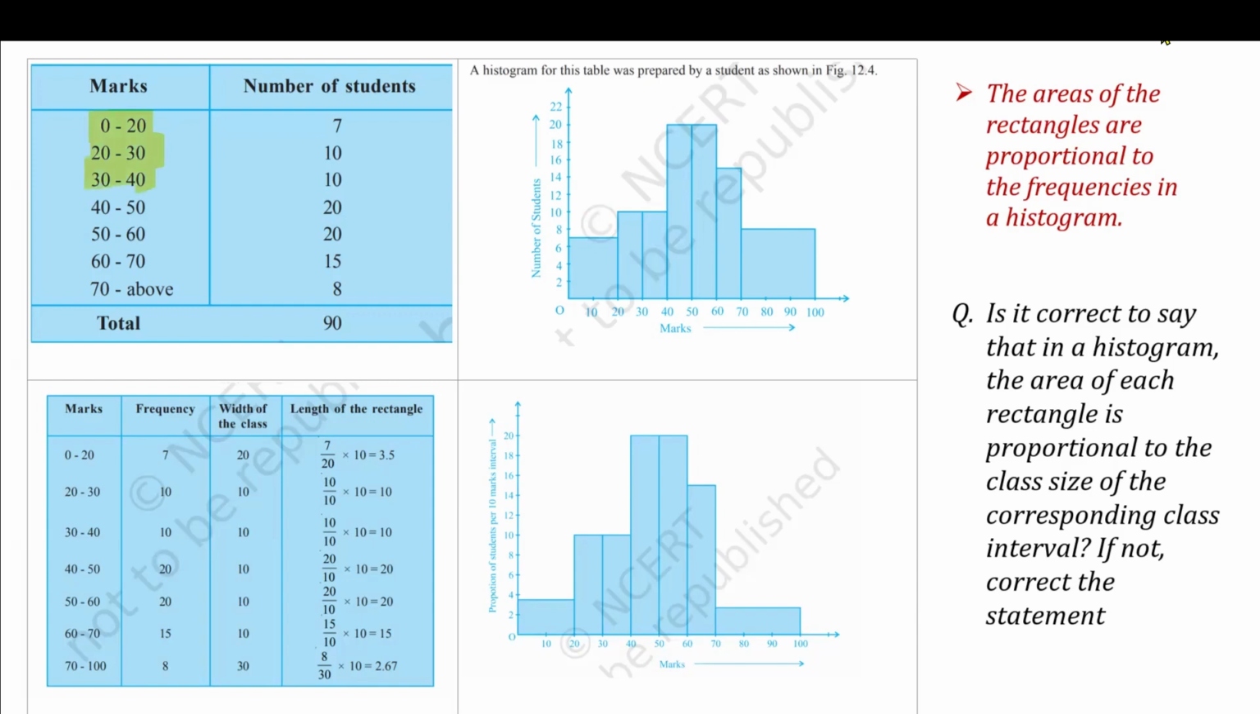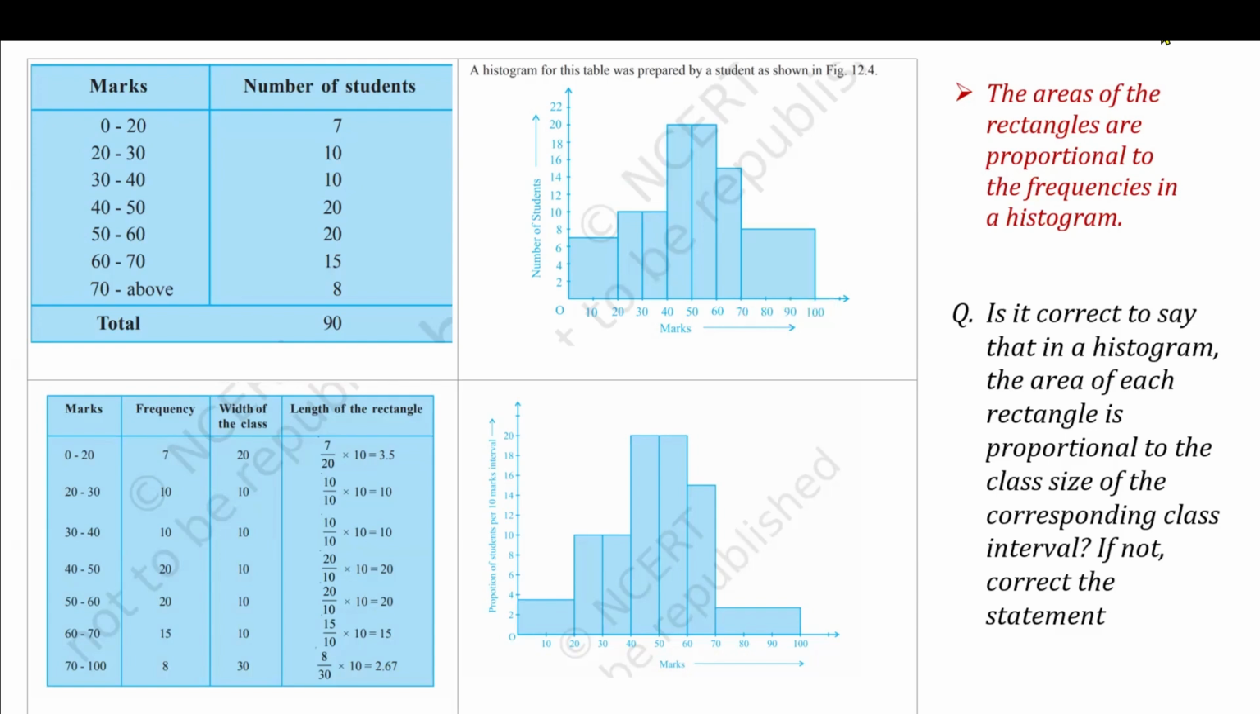As you can see here, the class size is not the same. Look at the class sizes: 20, then 10, then 10, then 10, then 10, then 10, and then 30. If a student represents the diagram like this, what will be the interpretation of this graph? One may think, just looking at the graph, that more students are in the range from 70 to 100 marks.